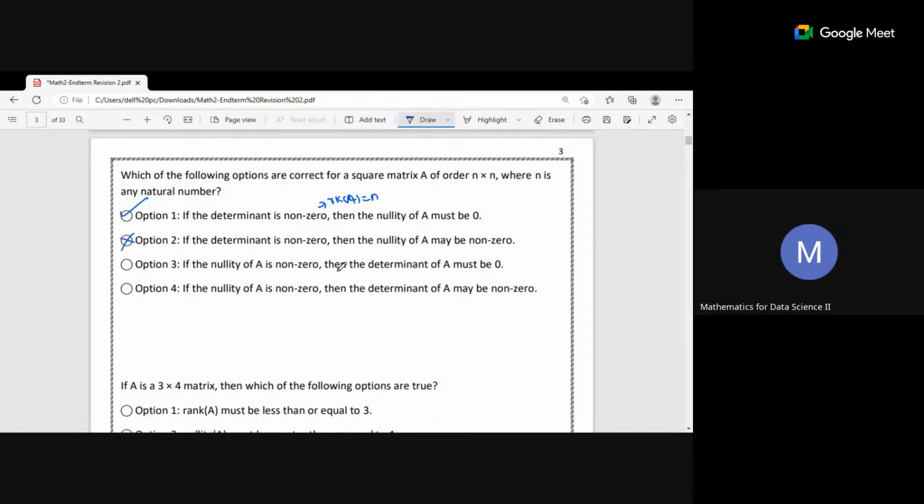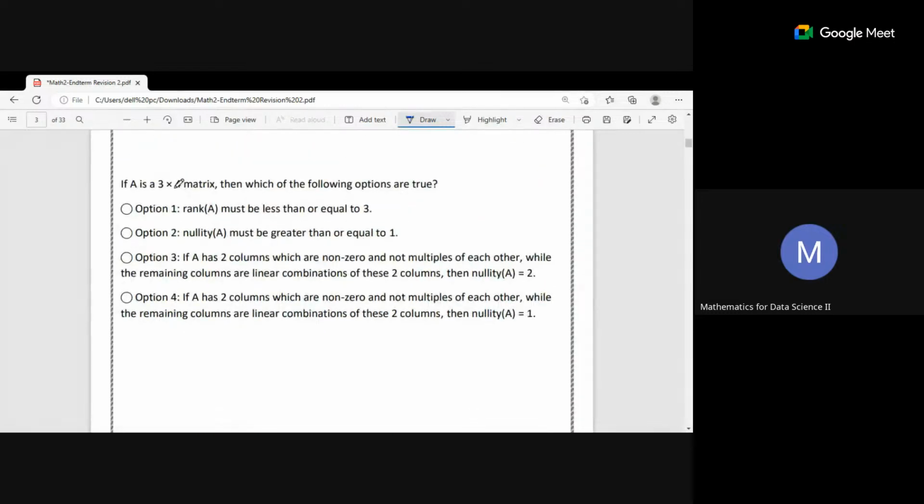If the nullity of A is non-zero, then the determinant of A must be 0. Is that correct? Yes, ma'am. Again, using the rank-nullity theorem, if the nullity of A is non-zero, what happens to the rank of A? Less than n. It is strictly less than n. If rank is strictly less than n, you know the determinant of A is equal to 0. And hence option 3 is correct and this is incorrect. Okay. Fine.